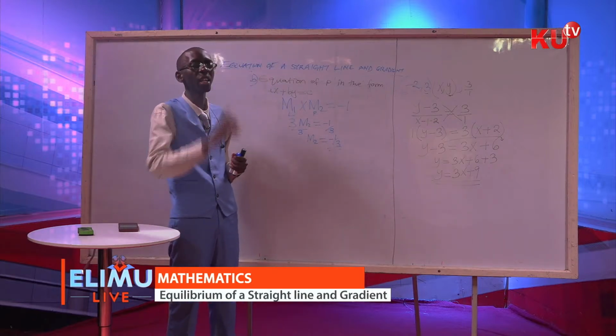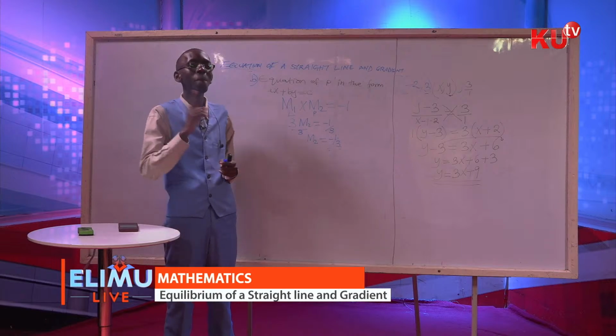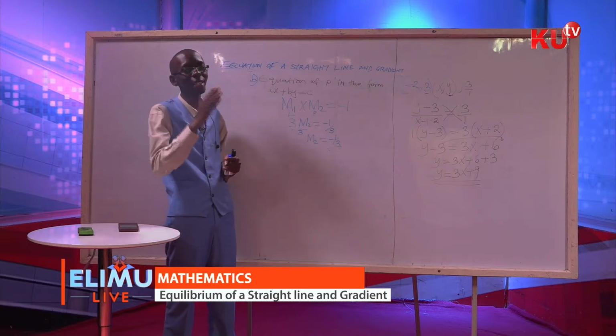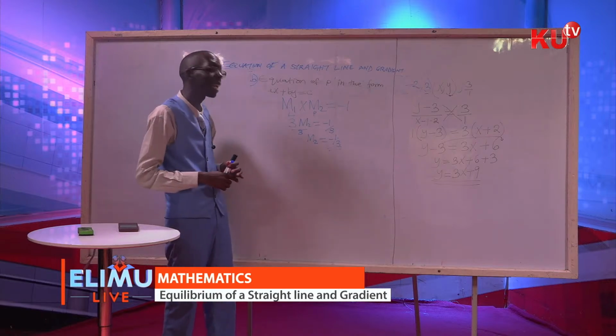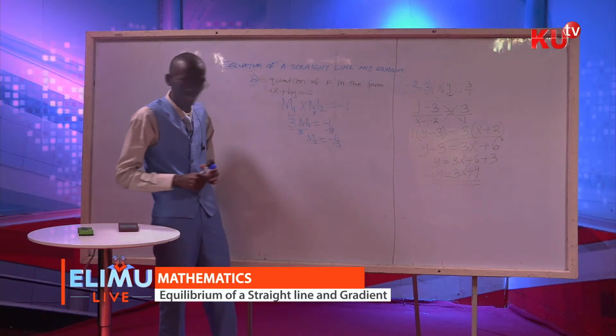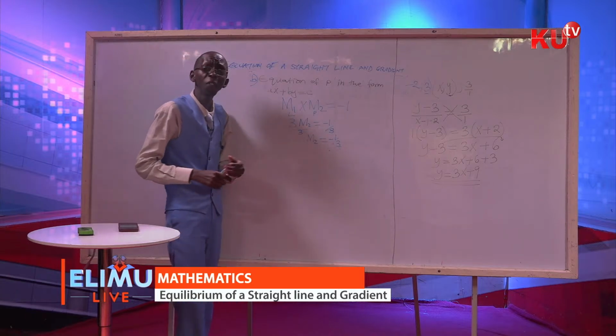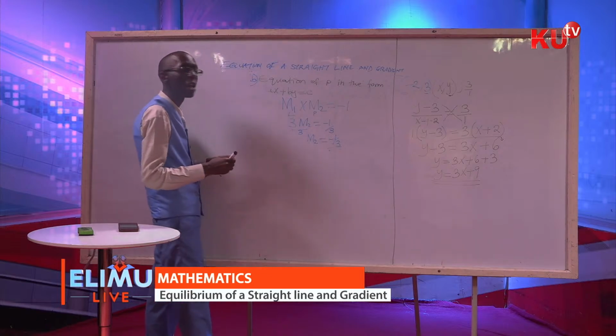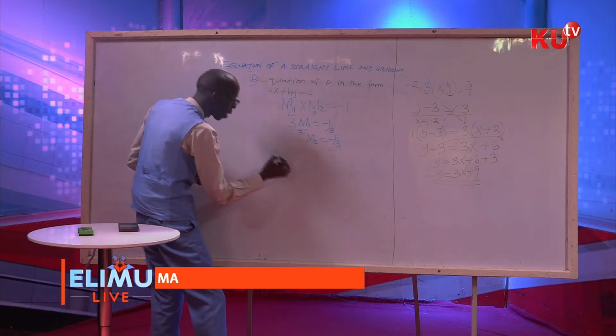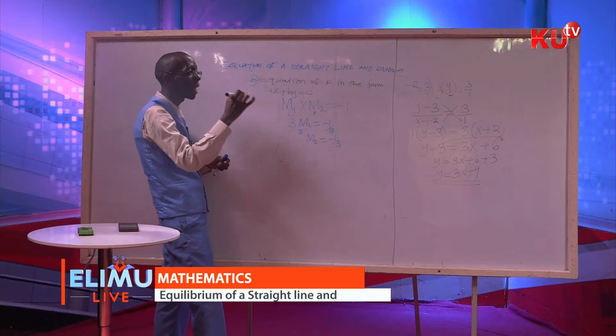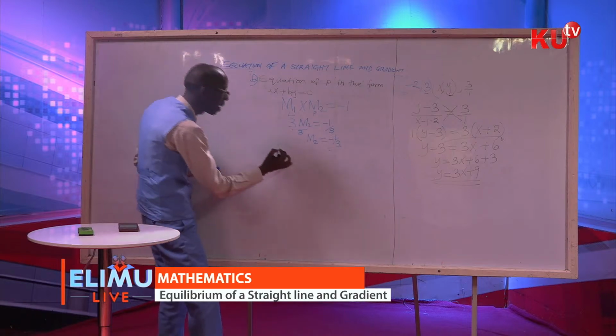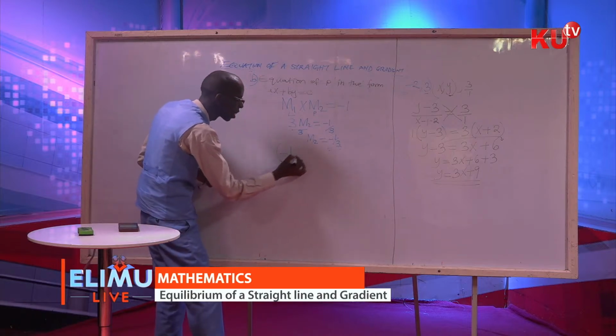Remember that perpendicular lines must intersect. They meet, but parallel lines do not meet. Now, after getting the gradient of line P, which is perpendicular to L, it is perpendicular at what point? It is perpendicular at -1, 6.